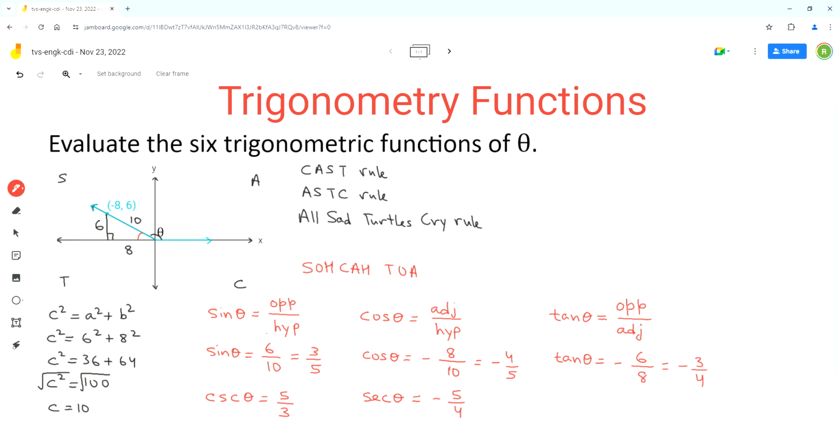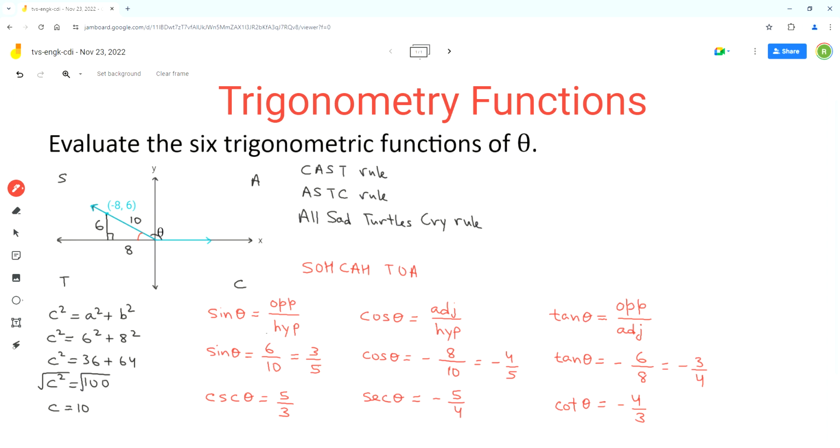Now we can evaluate the cotangent function. Cotangent is the reciprocal ratio for tan. So we should flip the value we got for tan function. This should be the final answer for cotangent theta.